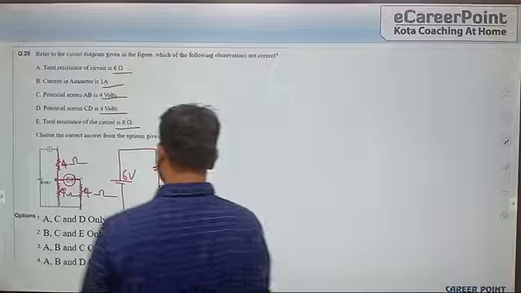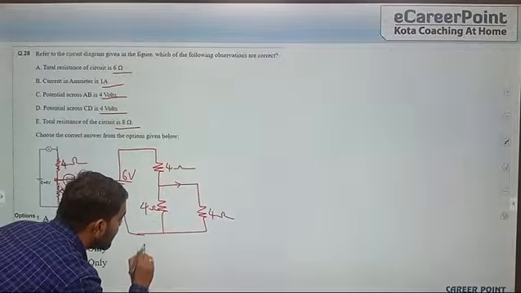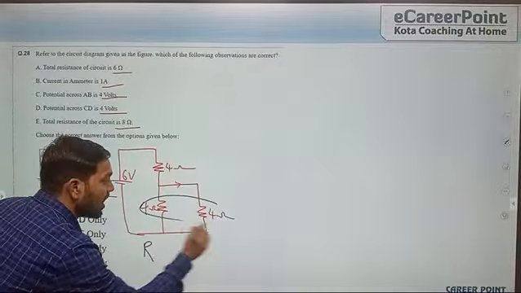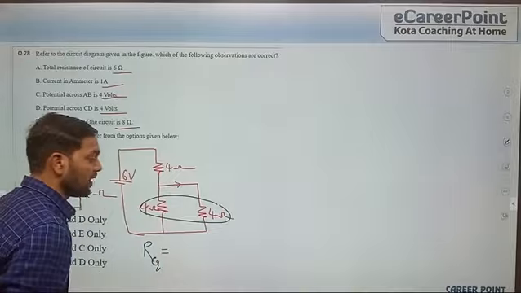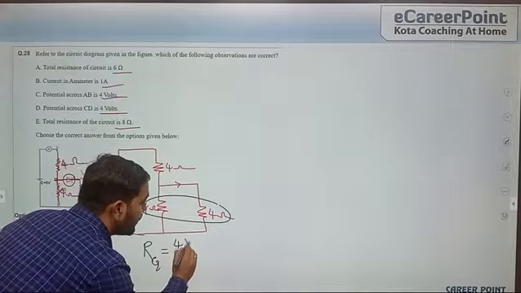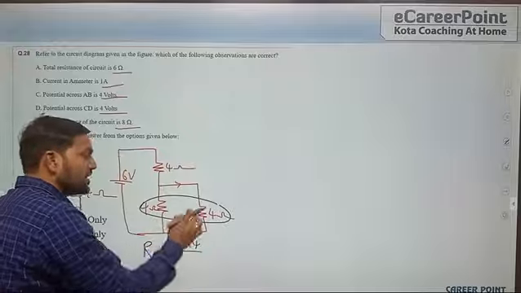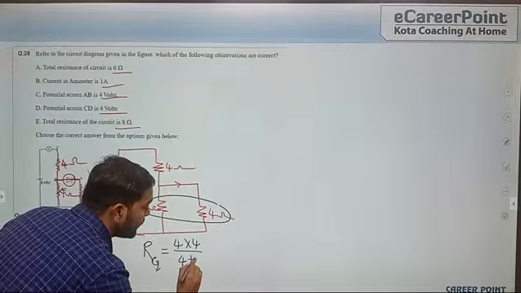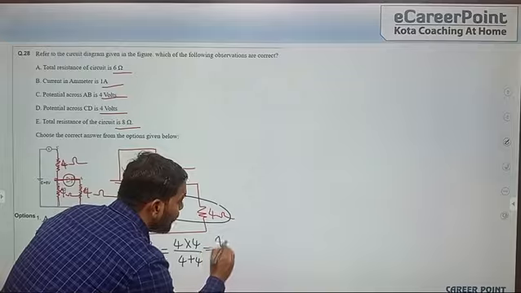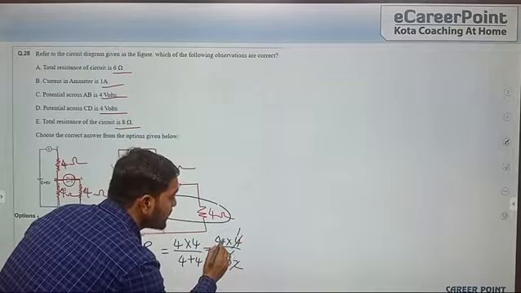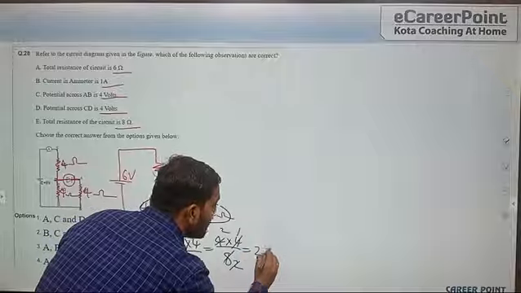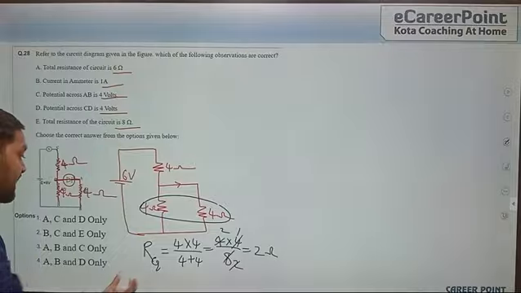We have studied the parallel combination. So R equivalent of these two will be equal to R1 into R2 by R1 plus R2, that is 4 into 4 by 4 plus 4, that is 4 into 4 by 8. So 4 ones are 4, 4 twos are 8, so 2. R equivalent is equal to 2 ohms.